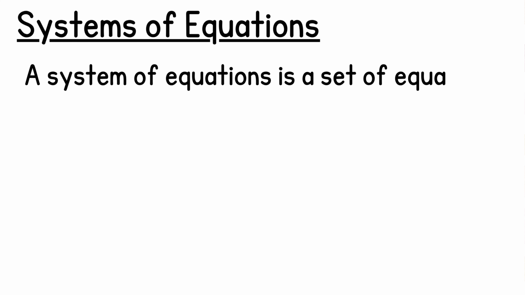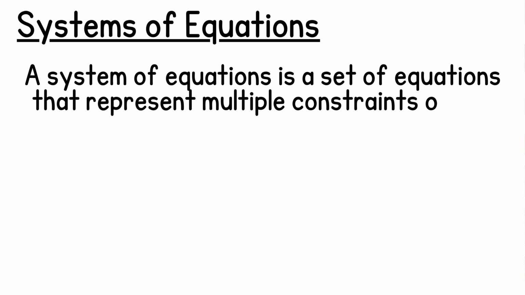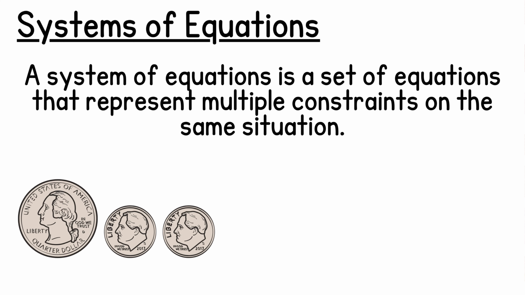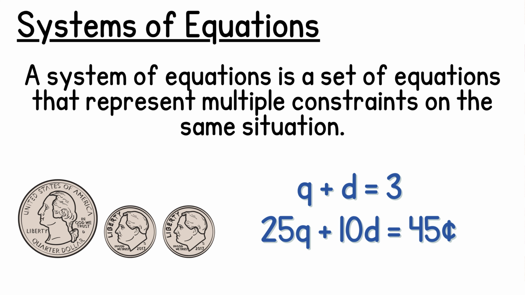A system of equations is a set of equations that represent multiple constraints on the same situation. So for example, if we had 1 quarter and 2 dimes, we can write Q plus D equals 3 to represent the amount of coins we have, since we only have quarters and dimes. We can also write an equation about the value of the coins. So we could write 25Q plus 10D equals 45, since quarters are 25 cents and dimes are 10 cents.